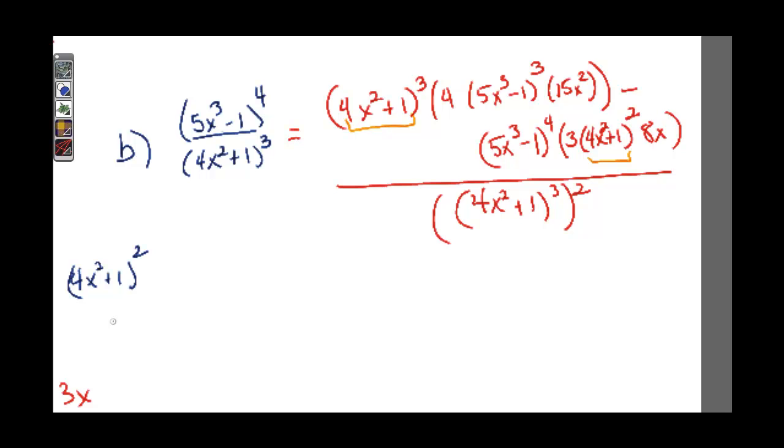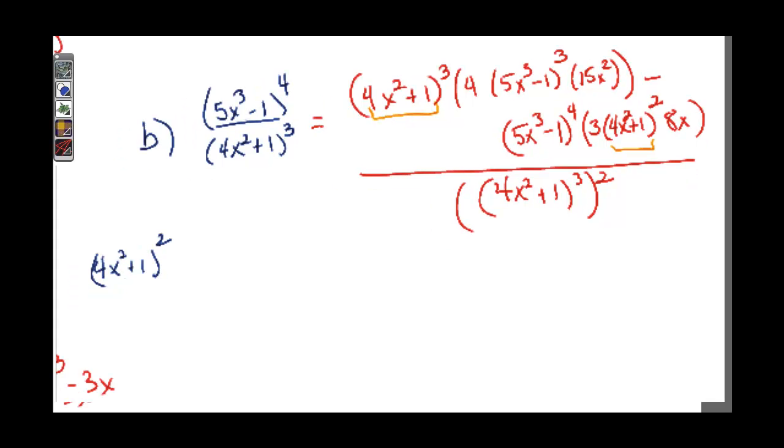Numerically, there is a 4 common to the 8. And x-wise, we do have an x squared and an x. So I should have factored out 4x in front of that. Let's move to the left a little bit. Alright, a 4x there.